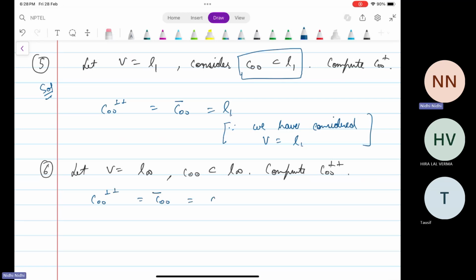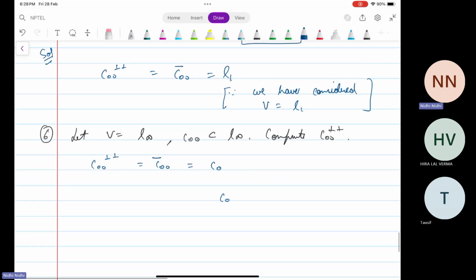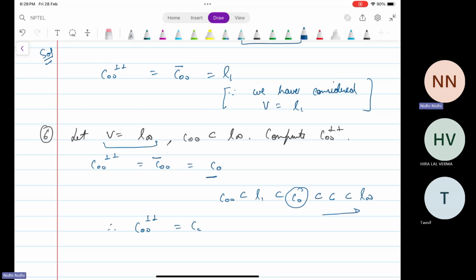Now here I can take it to be C0 because we have C00 a subset of L1, a subset of C0, which is a subset of C, and this is a subset of L infinity. Basically, C0 is a subset of L infinity, and our whole space is L infinity. So in this case, we can take it to be C0. Therefore, double perp of C00 is C0. So is it fine? Why did we take L1 in the previous problem, and in this one we got C0?